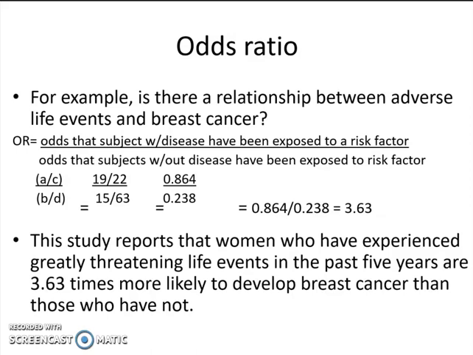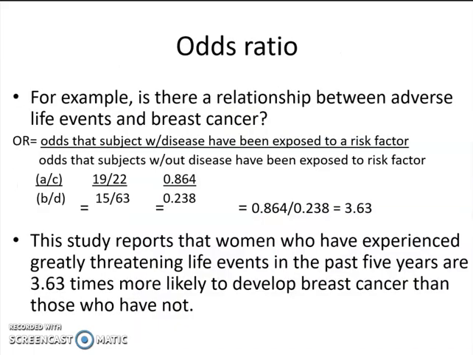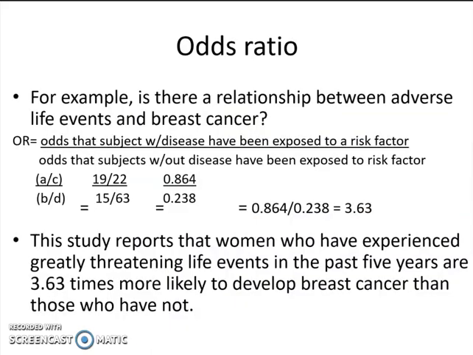So our odds that the subject with disease have been exposed to a risk factor is 19 over 22. A over C divided by B over D, that is 15 divided by 63. So the answer is 3.63. This study reports that women who have experienced greatly threatening life events in the past 5 years are 3.63 times more likely to develop breast cancer than those who have not.